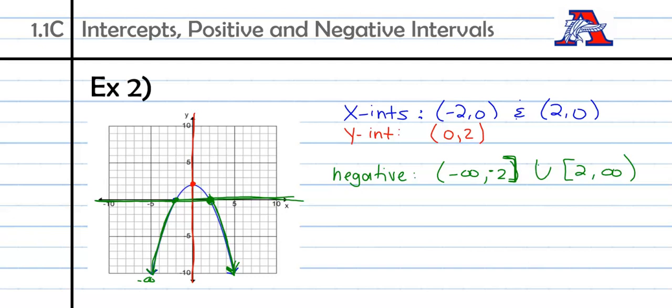Okay, so if you look at that, there's one part of our domain that's missing. We haven't talked about what's between negative 2 and positive 2, and that's because that's the chunk of our graph that's in positive land, above water. So our positive interval is that chunk that's between negative 2 and positive 2.